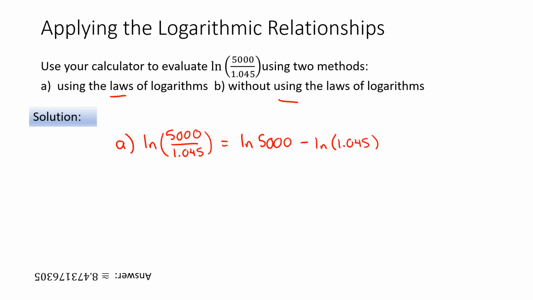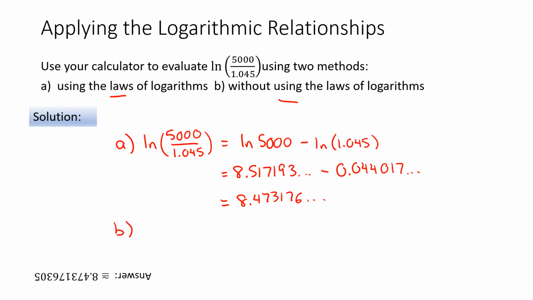So using your calculator, the ln of 5,000 is 8.517193, and it keeps going, minus the ln of 1.045, which is 0.044017, and it keeps going. So if you subtract these, you can hear my key buttons probably in the background. You get 8.473176, and it keeps going. So that's using our rules that we know.